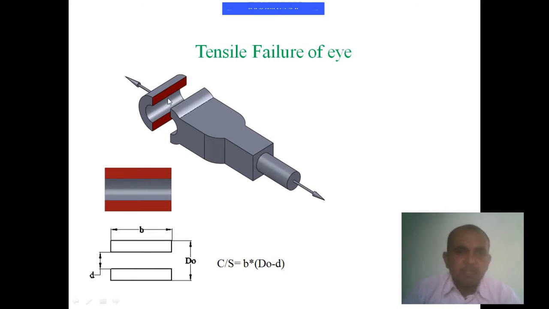Our aim is to find out that area. Here d is the small diameter of the pin, capital D suffix O is the outside diameter of the eye, and B is the total width of the eye. Based on that, you can find out the area. The cross section area is B into (D0 minus d), where D0 is the outside diameter of the eye and d is the diameter of the pin. Based on that, you can find out the tensile stress. Sigma T is equal to force divided by the cross section area.